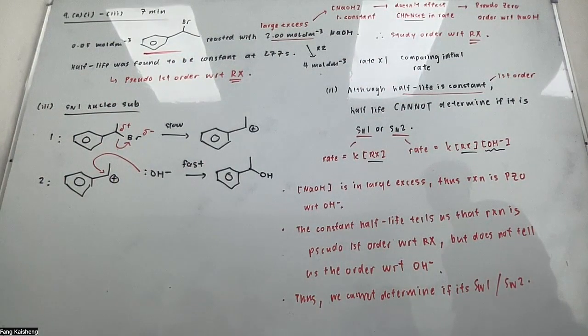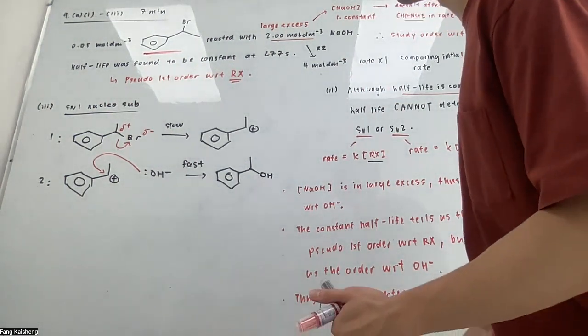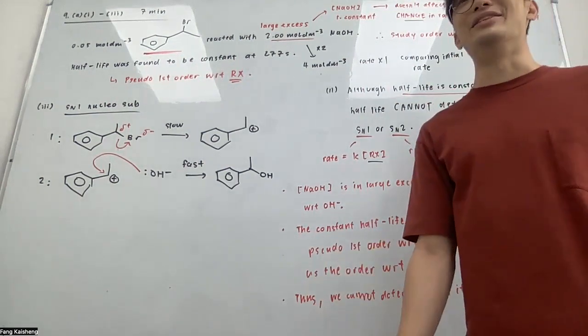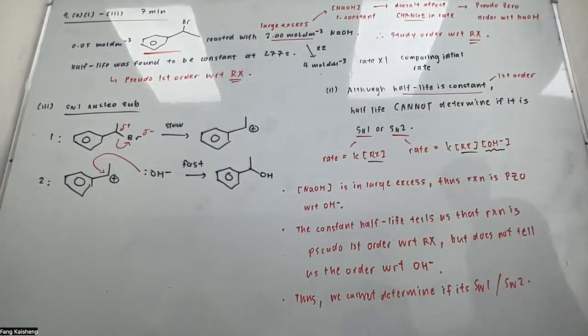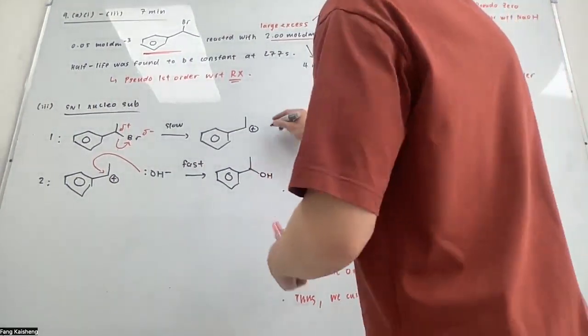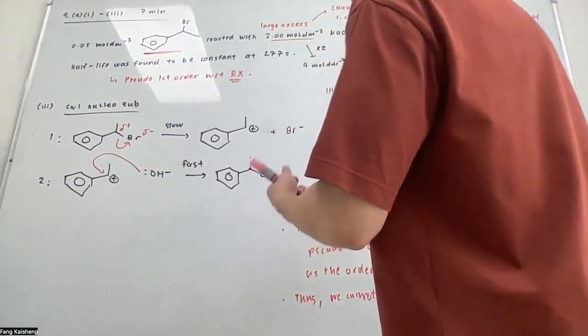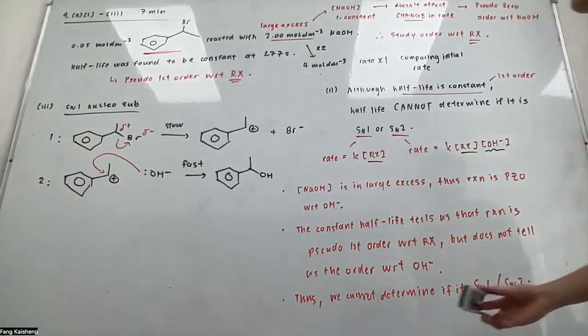Where got HBr? I'm confused. No, it's just a neutral sum. Okay, you will get a Br minus here, but no HBr.